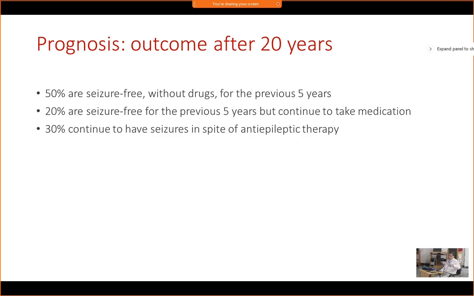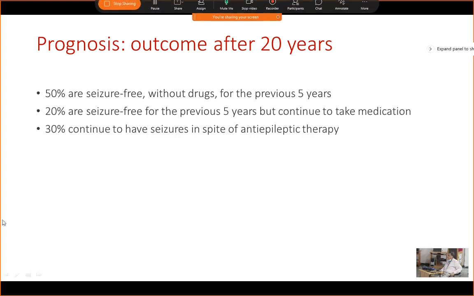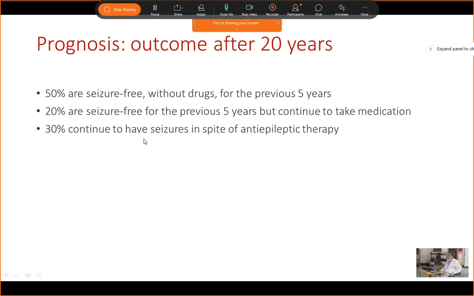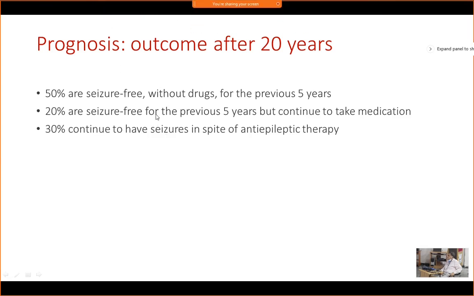Another 20% are seizure-free for the previous 5 years, but they are still on drugs. That means another 20%, if you ask them at the end of 20 years, they will say that no, for the last 5 years I am without seizures, but I am still on a drug. And the remaining 30%, in spite of anti-epileptic therapy, are having seizures. So this is the outcome.